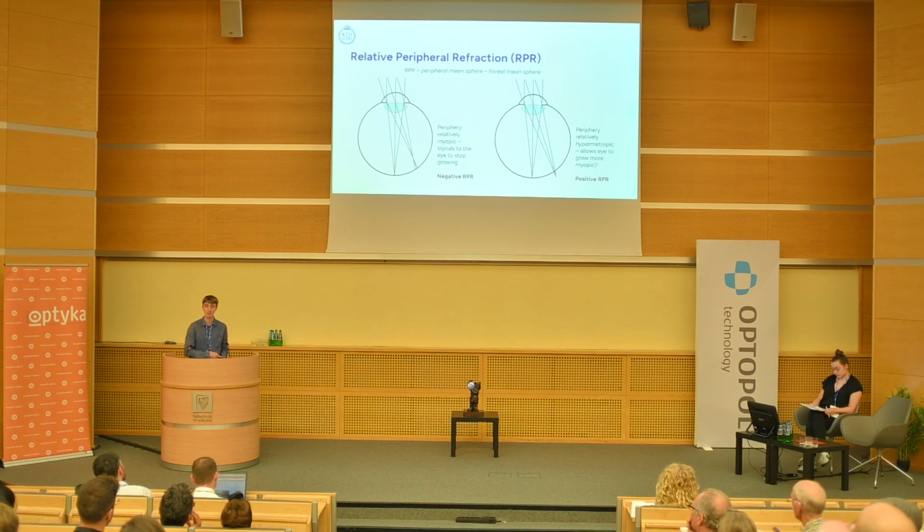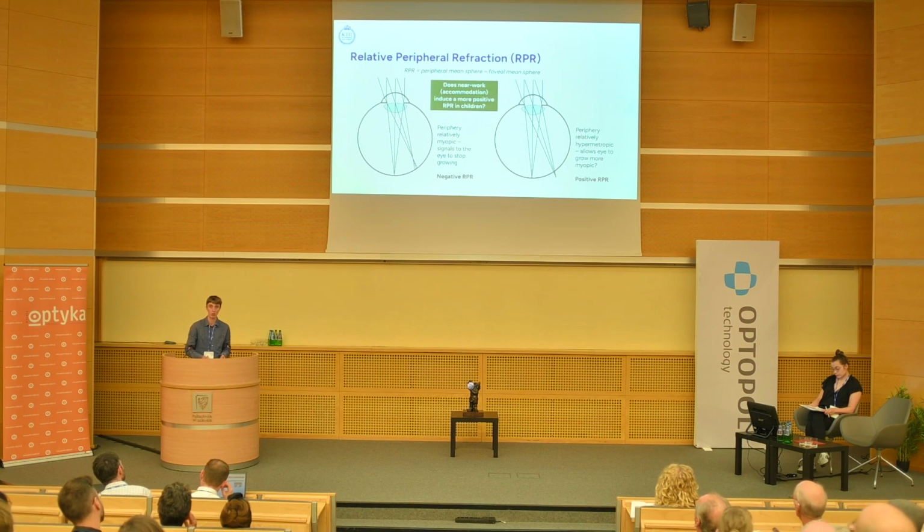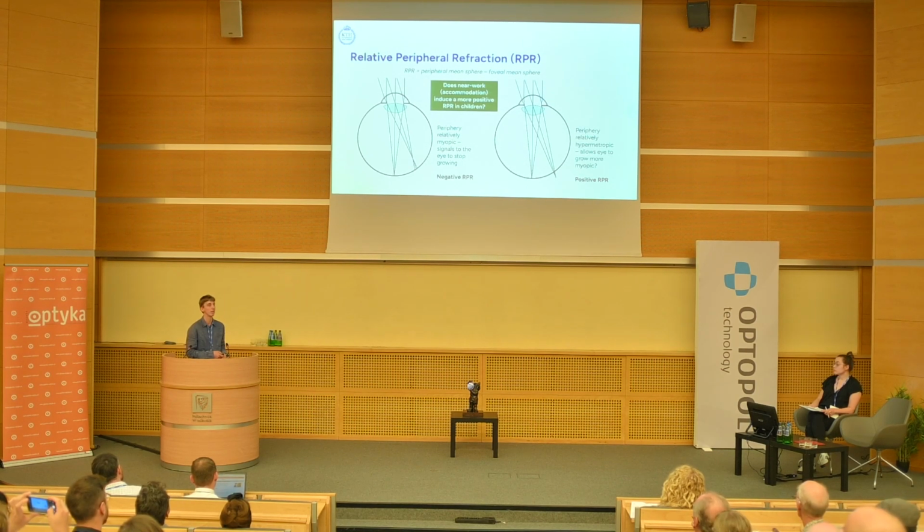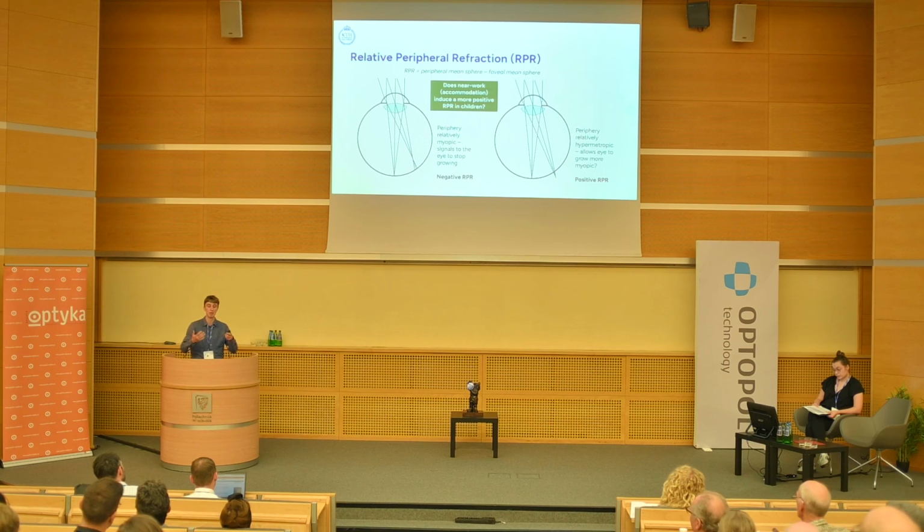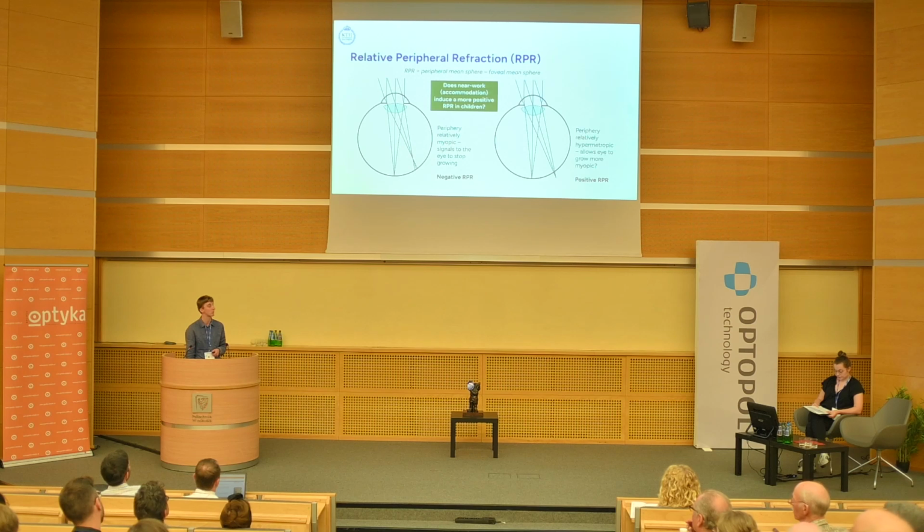The question that we've been investigating in this work is whether accommodation itself affects RPR. Because if we think that near work itself leads to myopia progression, and RPR itself could influence myopia progression, are these two correlated? And more specifically, does near work accommodation induce a more positive RPR in children? So imagine you do near work, maybe then the RPR becomes more positive, moves back, and that could point us in the direction of why near work in that sense induces or accelerates myopia progression.